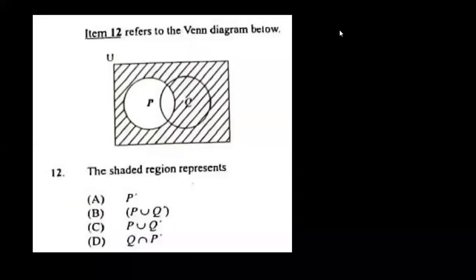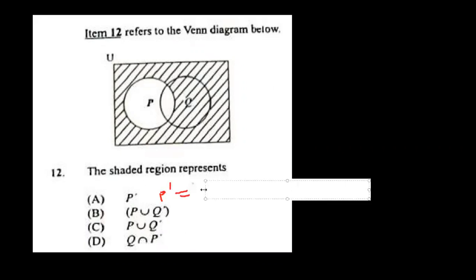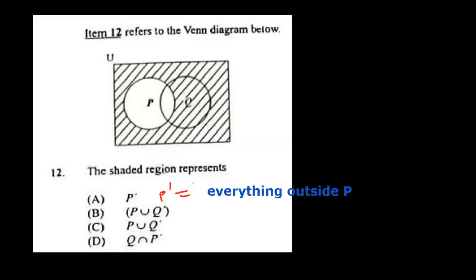This question is another sets question. The correct answer here is everything outside P. You can hardly see it here, but this is actually P complement. P complement means everything outside P. So in this case, A is the correct answer.